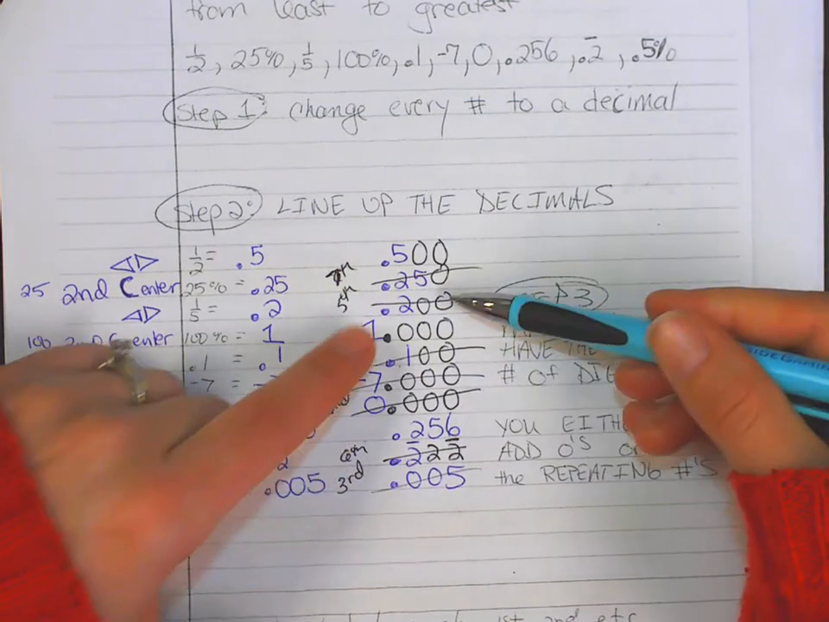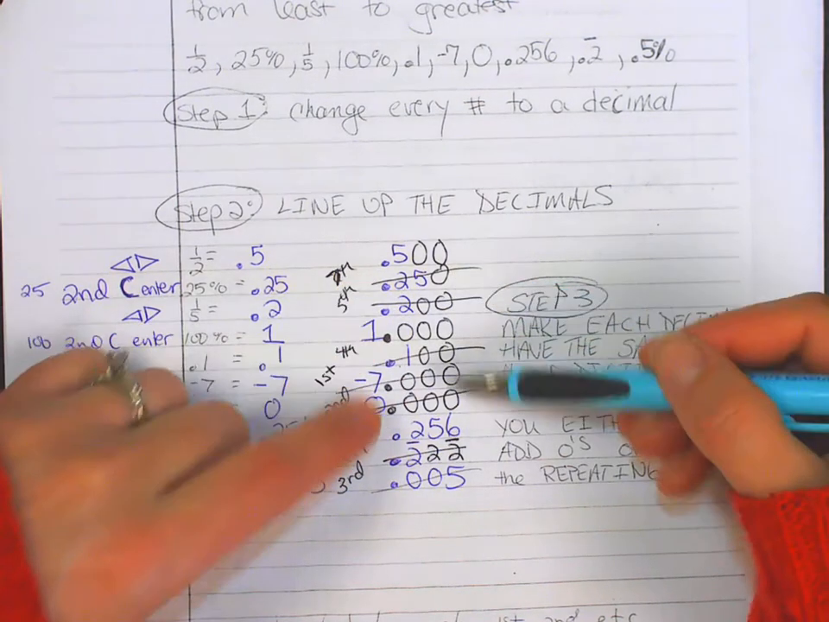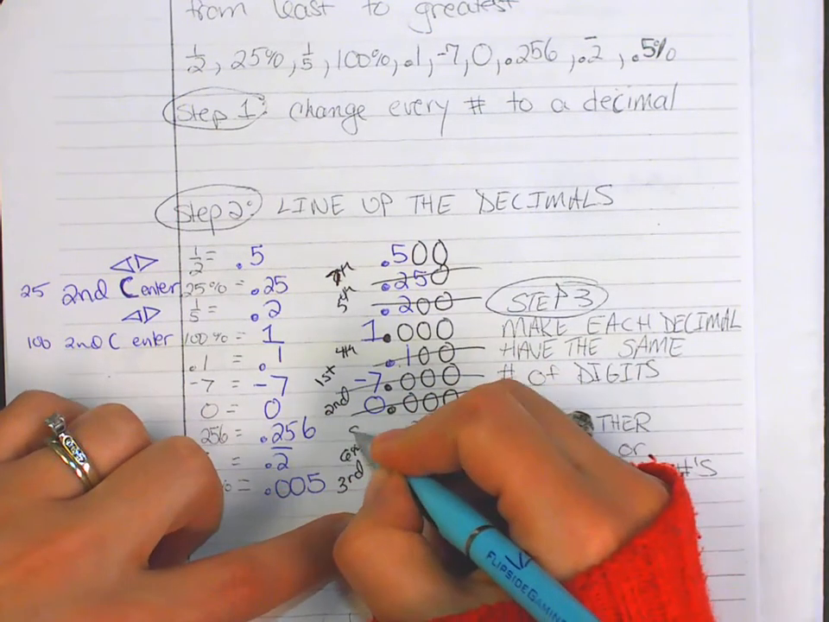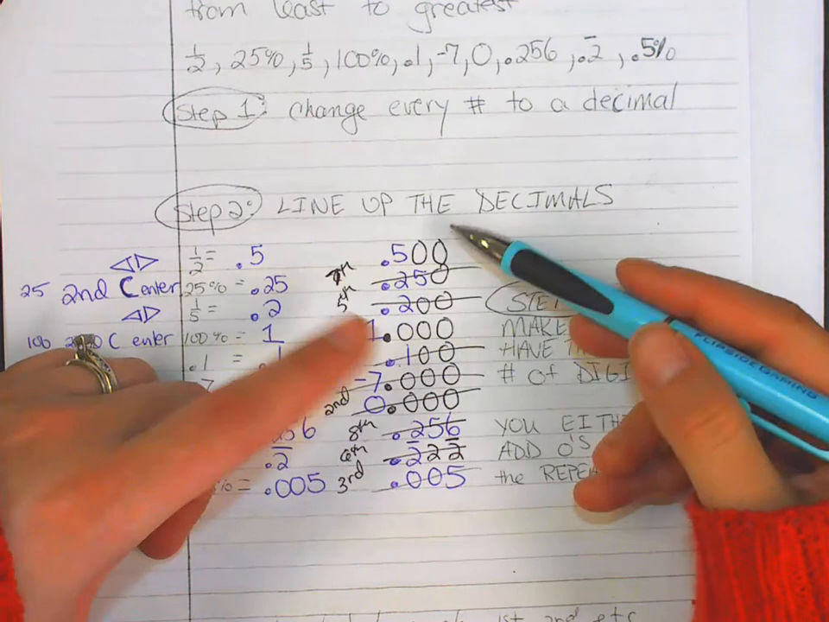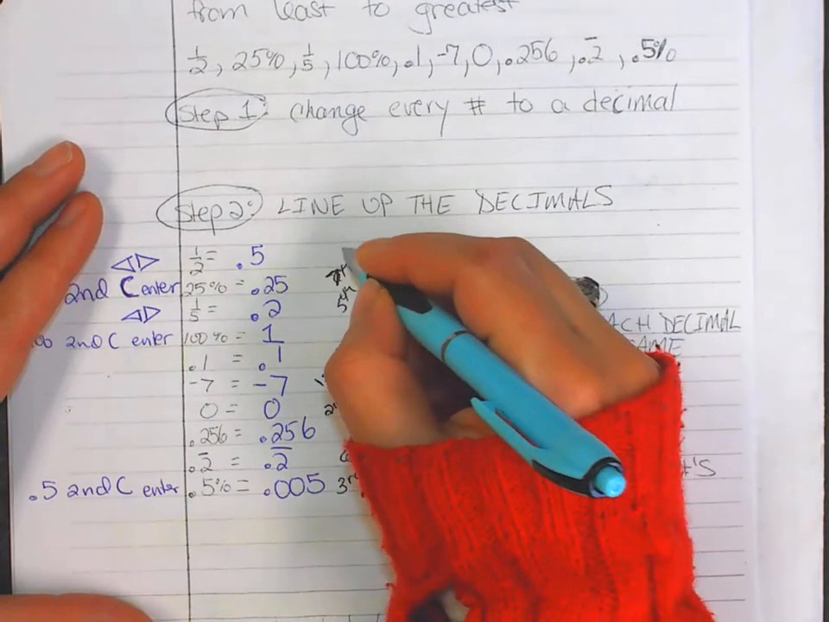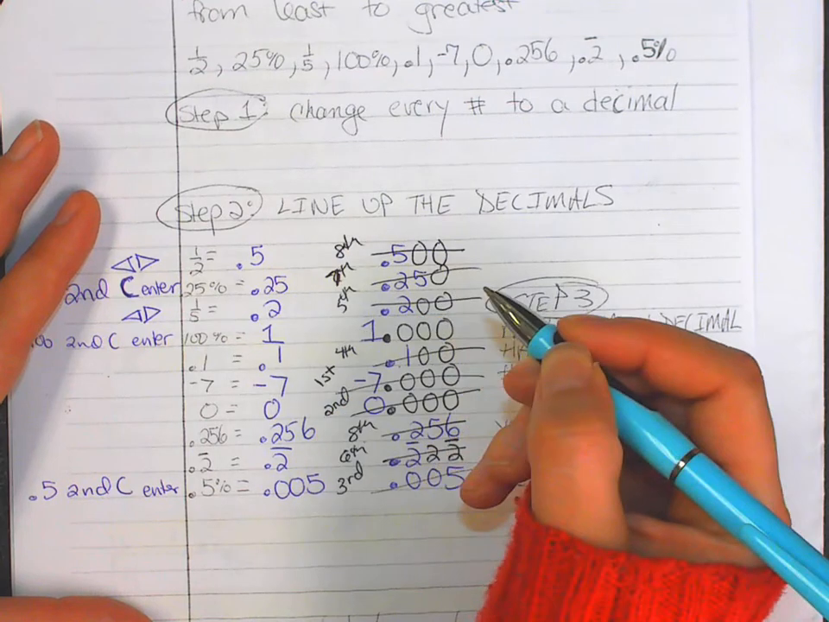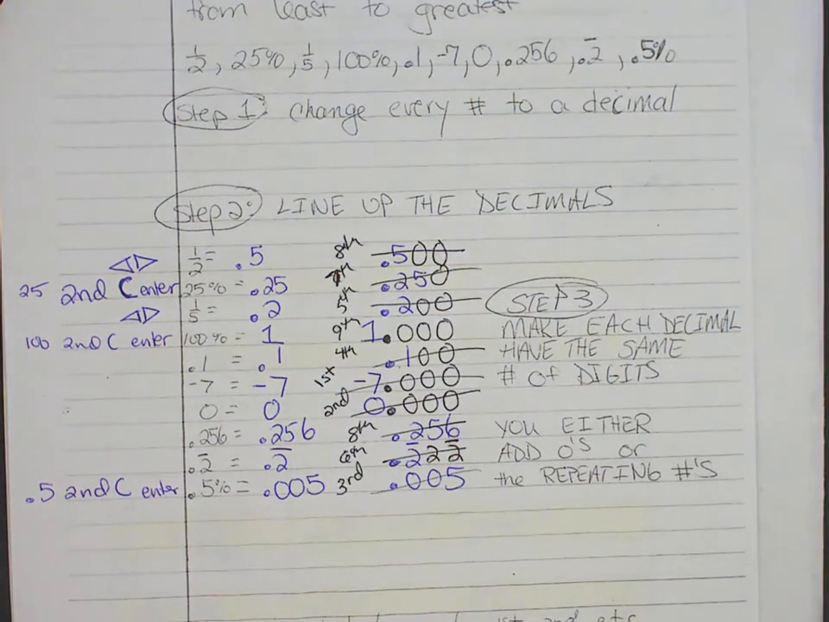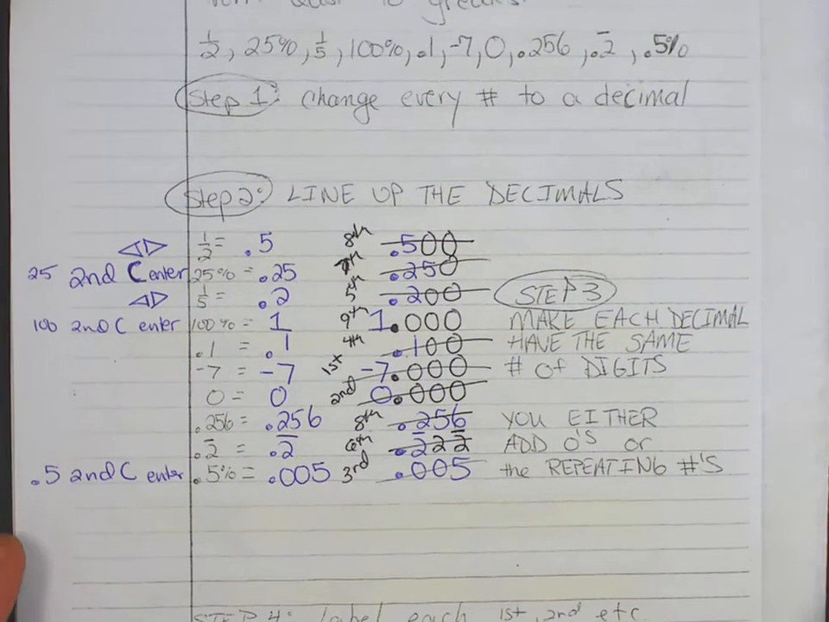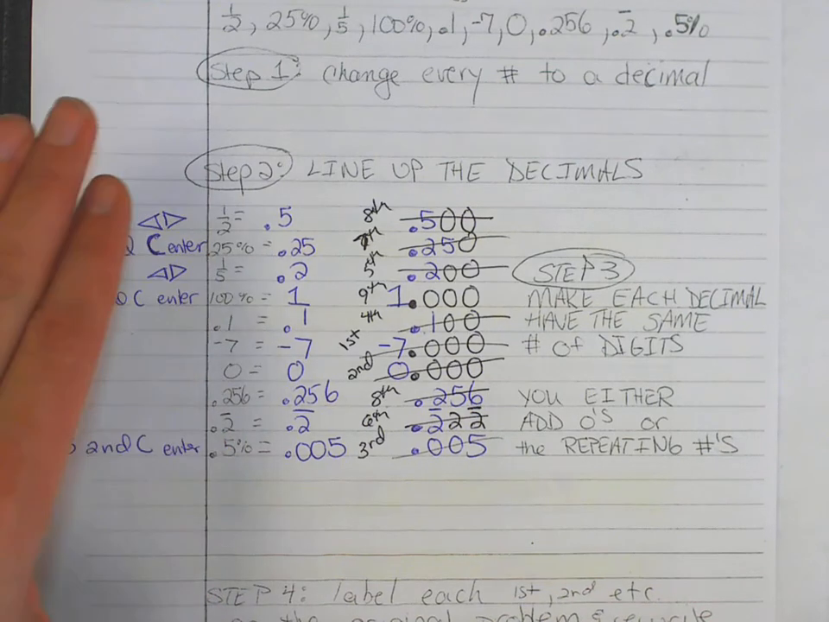So 222, 250, any more 200s? Oh, 256, so that's the eighth. Any other 200s, 300s, 400s, 500s, and then thousands. Did I miss any? Is there 9 numbers in this list? There's 9 numbers in this list. And the last thing that we have to do is retranslate them back to their original form.